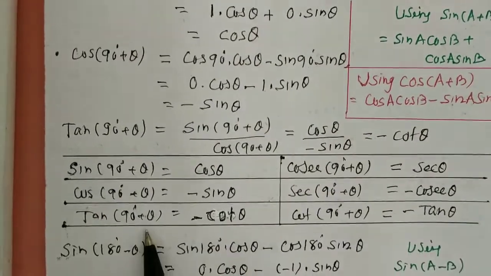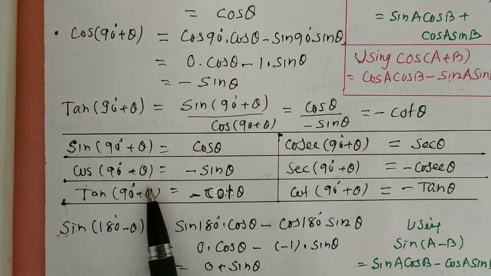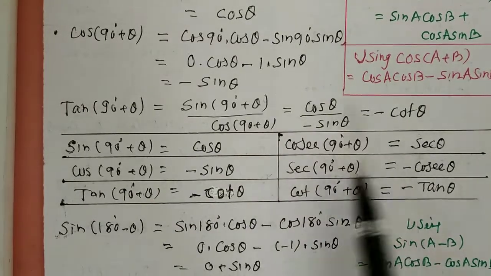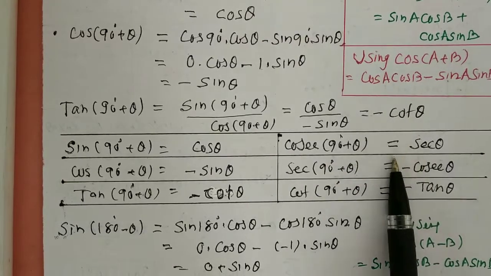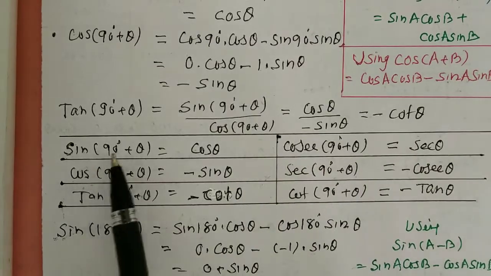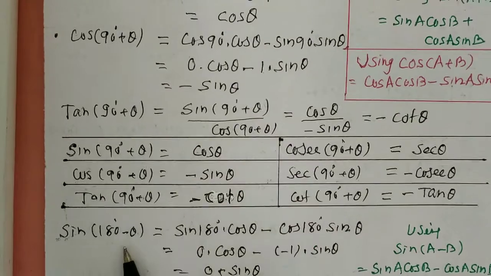Now you can remember this table: sine 90 plus theta is cos theta, cos 90 plus theta is minus sine theta, tan 90 plus theta is minus cot theta, and likewise cosec 90 plus theta is sec theta. As in class 10 you all know how to find sine 90 minus theta, but here you are reading the extension.